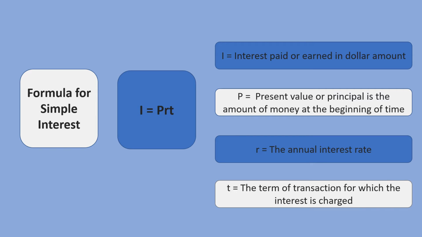T is the term of the transaction for which the interest is charged. For example, the time for which a transaction has been made, the amount of money that has been lent or borrowed. So it could be 1 year, it could be 5 months, 6 months, 11 months. It could be any amount of time. So T represents that time.